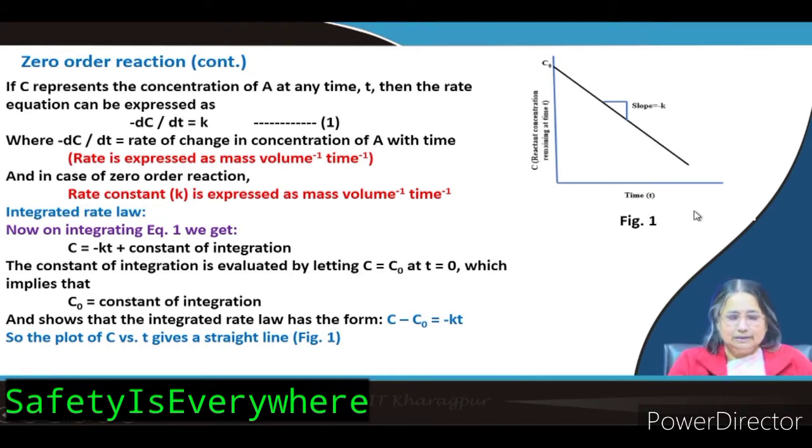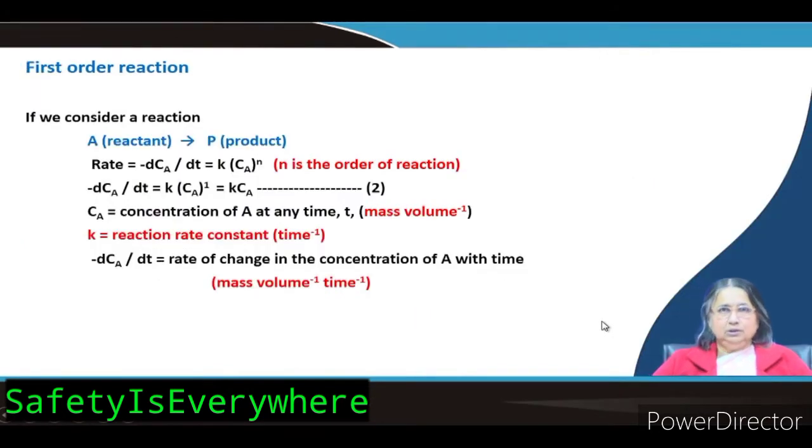So, what we can do experimentally is also very simple. We will start the reaction, determine the concentration at different times, then plot concentration versus t, and then we will see whether it is following a linear plot or not. This is very easy.